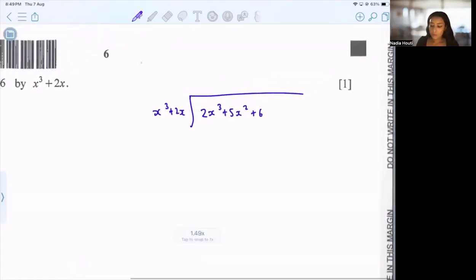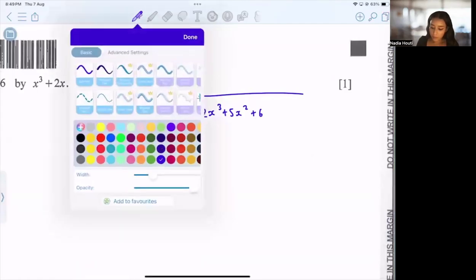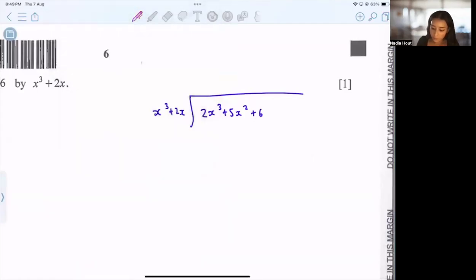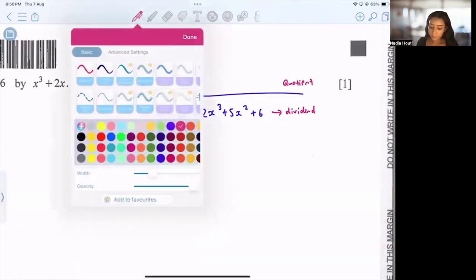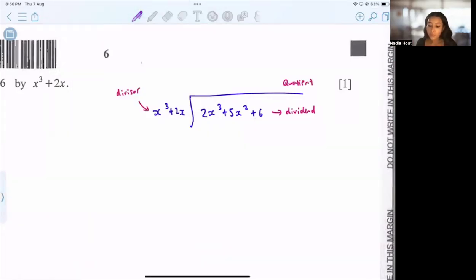So maybe I'll just label the different parts. It's just good to know what these parts refer to. So this is the divisor. This is the dividend. And then later on, the part at the top will be the quotient, and the remaining part at the bottom will be the remainder. So how do we do long division?